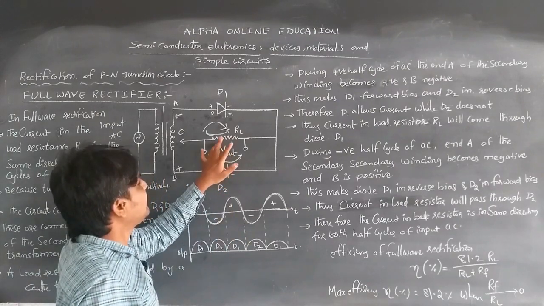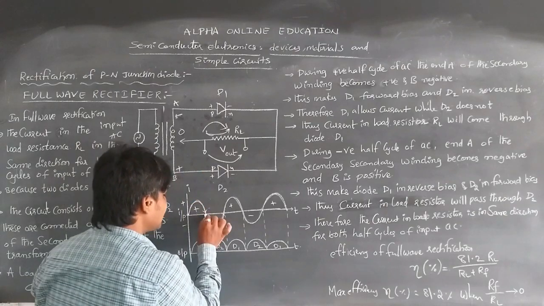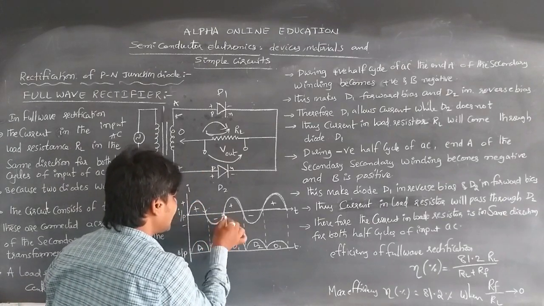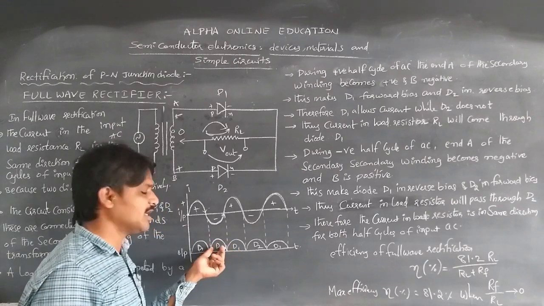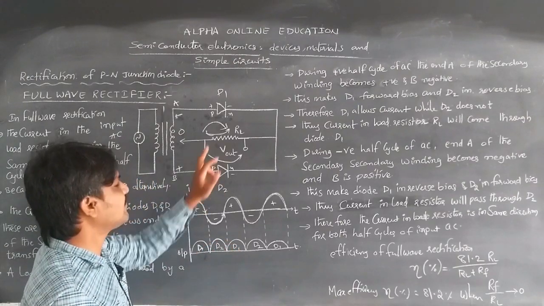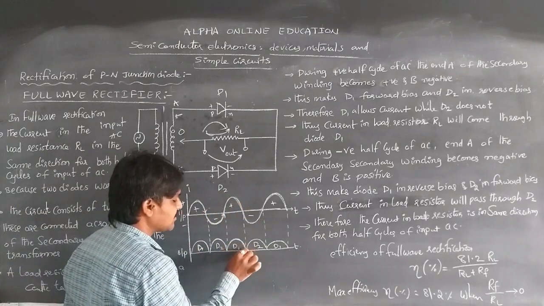Here we can get the output due to the D2 diode for the negative half cycle like this. Whenever the negative half cycle is taken, due to the D2 diode, the current will flow through the circuit, and then we can get the output continuously like this. Then for the positive half cycle, we can get this.